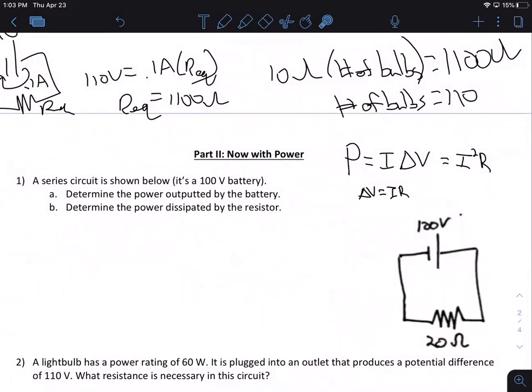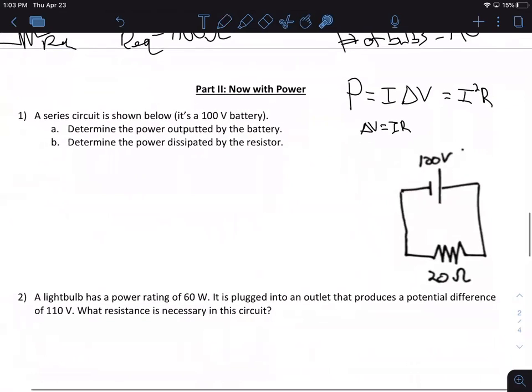So again, we're going to be using our two rules, Ohm's law and this new power relationship, to answer these questions. A series circuit is shown below. It's a 100-volt battery, in case you can't read my handwriting. Now the power outputted by the battery and the power dissipated or taken away by the resistor.